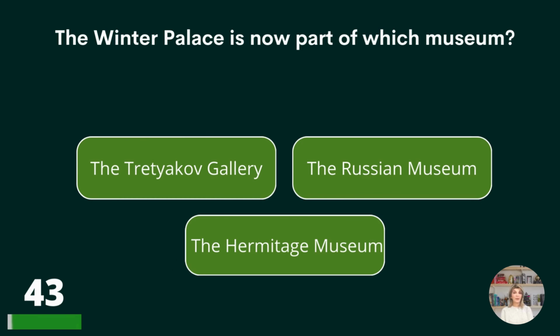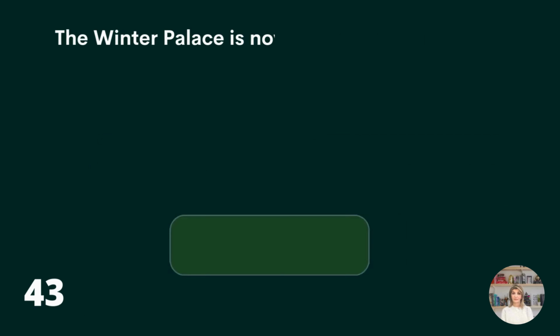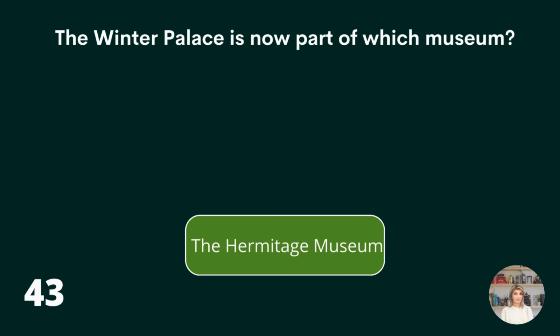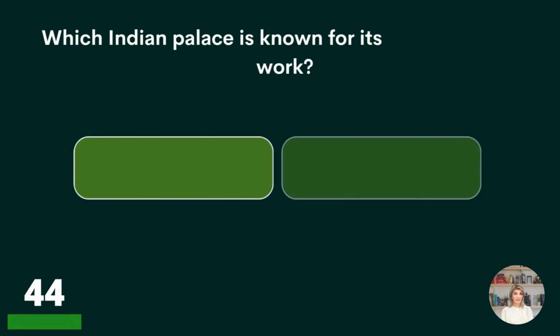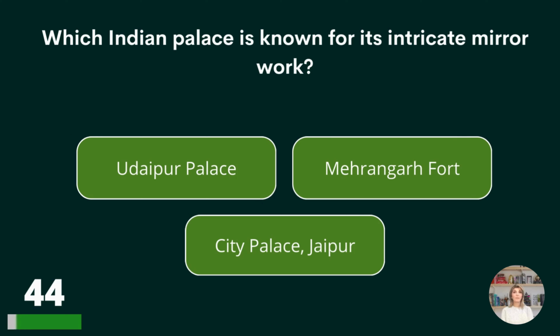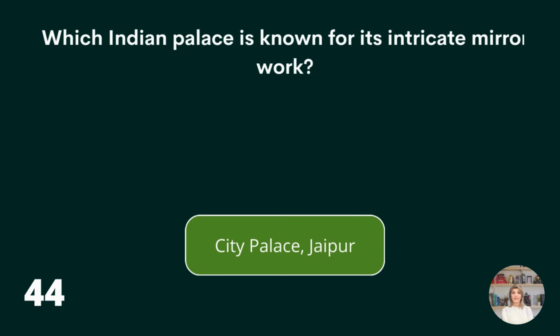The Winter Palace is now part of which museum? The Tretiakov Gallery, the Russian Museum, or the Hermitage Museum? The Hermitage Museum. Which Indian palace is known for its intricate mirror work? Udaipur Palace, Mehrangarh Fort, or City Palace, Jaipur? City Palace, Jaipur.